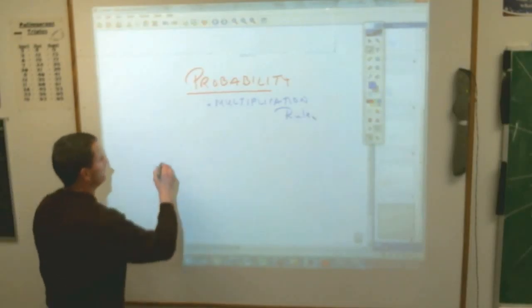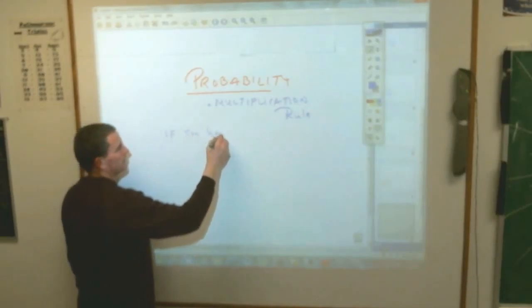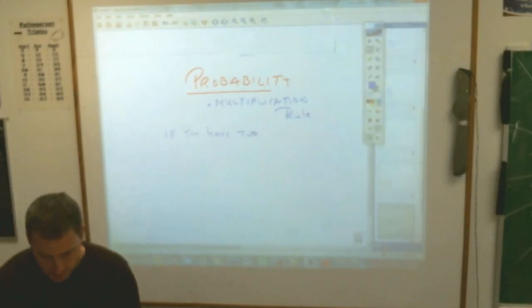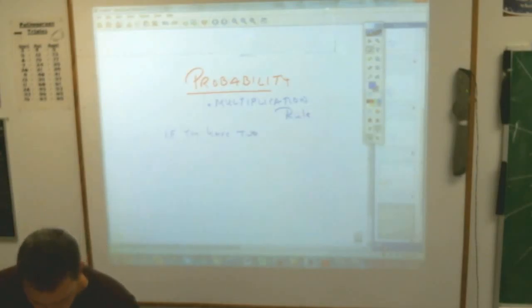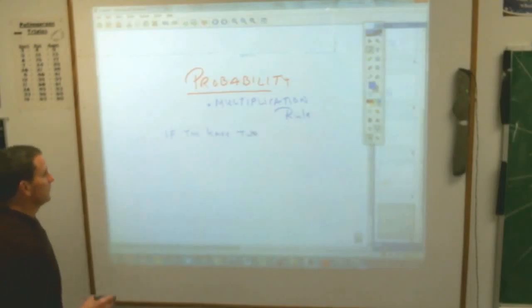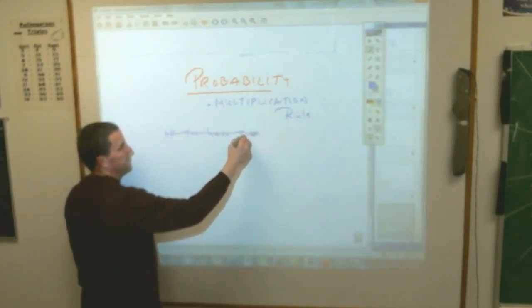If you have two, let's make sure I get it right. If an experiment has two parts, the first with m possible outcomes and the second with n possible outcomes, then the total number of possible outcomes for the experiment is m times n. Wait, that's not what I want to do, sorry. Write this down. You can cross that off. This is what we're talking about.